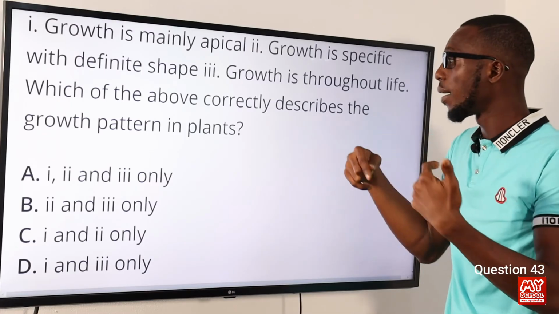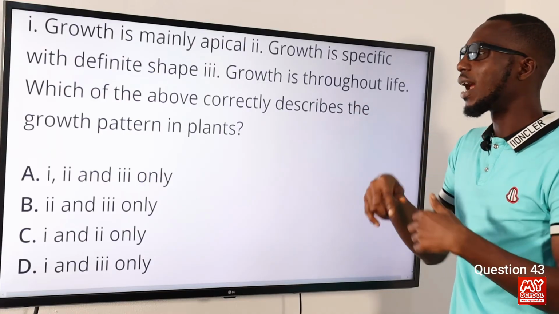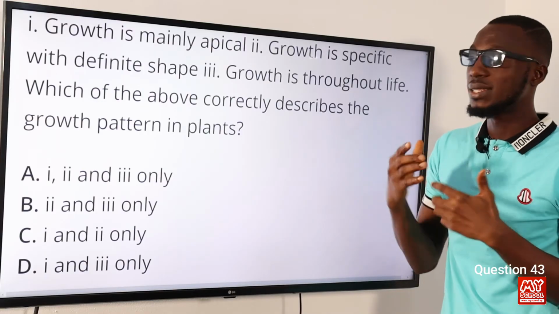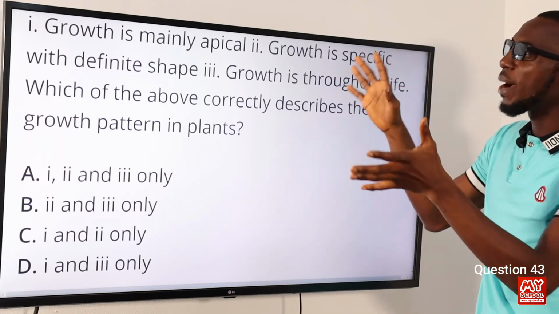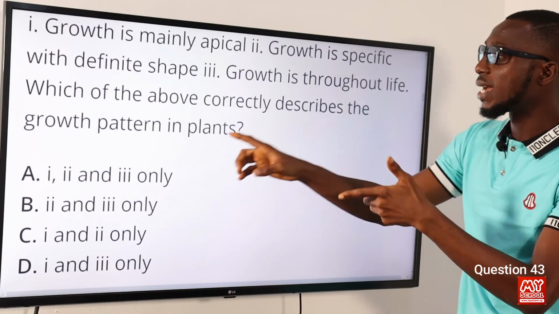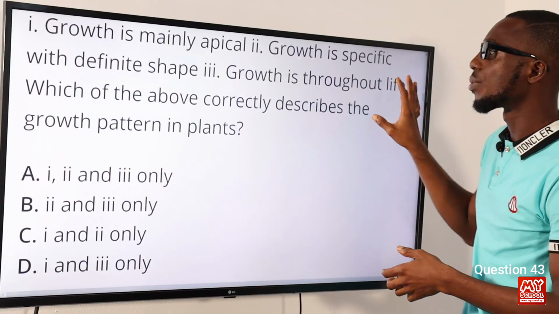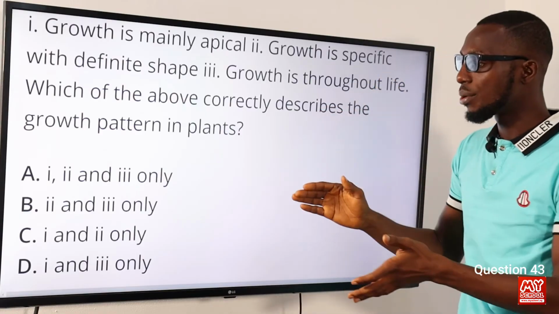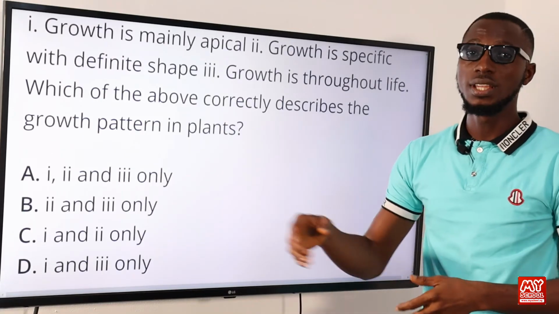If it's a perennial plant, you'll be seeing those rings, and they represent the number of years. So it's throughout their lifetime. For an annual plant, what you will notice is a curve, a sigmoid curve to be precise. So when we go back to the question given us, what correctly describes growth pattern in plants is statement 1, growth is mainly apical, and statement 3, growth is throughout life. So this is valid based on the content given to us. If we are going to select a correct answer, we'll go for D, statement 1 and statement 3. So option D is what we are looking for.